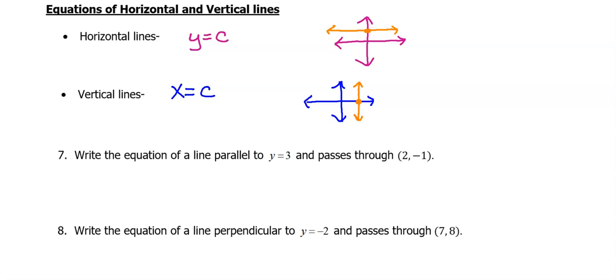So the first thing I look at on number 7 is I need to have it parallel to the line y equals 3. And parallel means the same slope, or in this case, the same direction. Since this is a horizontal line, I want the same type of line, so I want another horizontal line, which means I want the same letter. And then I go ahead and I pick the y value out of the point it needs to go through. So y equals -1.